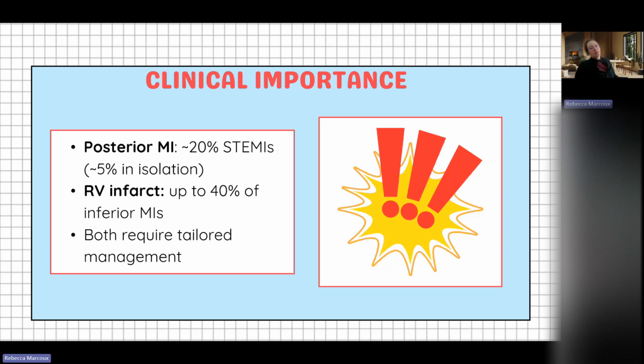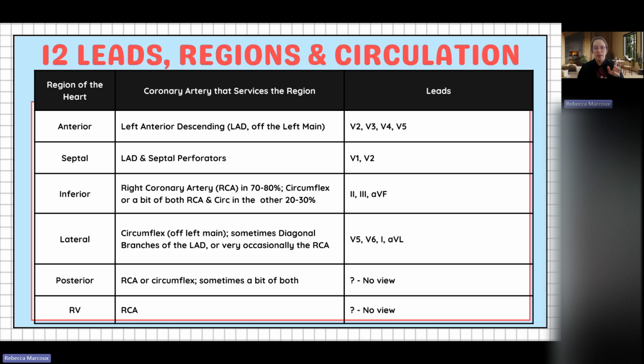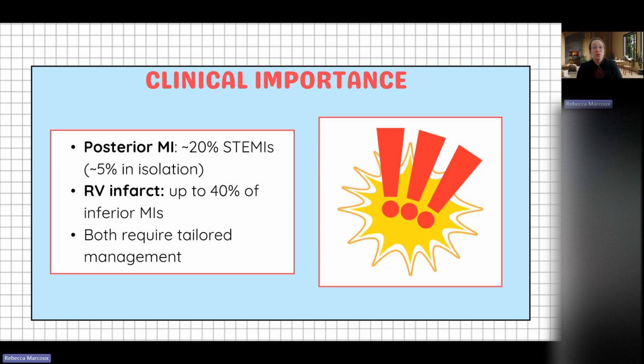And so it is important because, as you can see from the circulation, a lot of them are all interconnected. We only have 3 main coronary arteries. Often we say 3 main because the RCA, the LAD, and the circumflex are the 3 main arteries, but we have lots of areas of the heart. So if one of the bigger vessels is blocked, it's going to hit multiple regions. About 20% of STEMIs actually hit the posterior region of the heart, and up to 40% of inferior MIs have a right ventricular infarct as well.